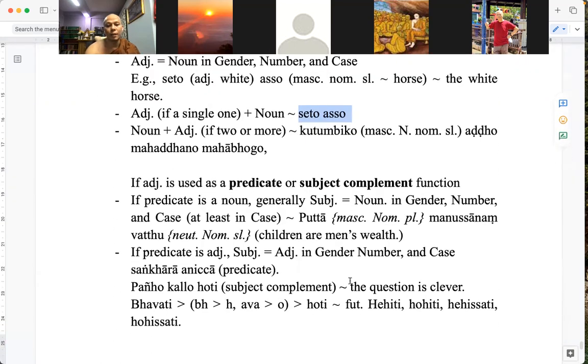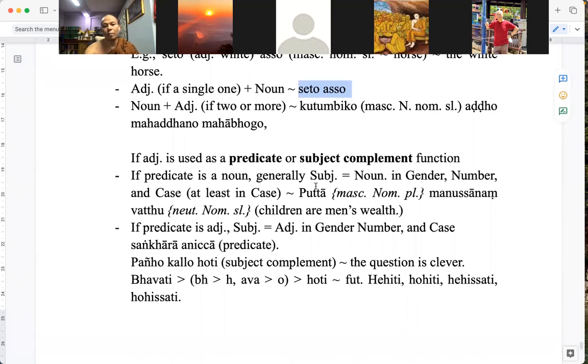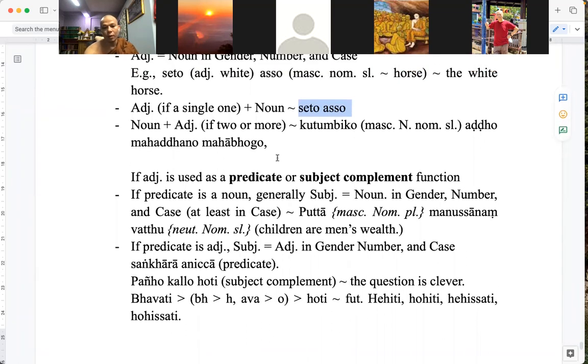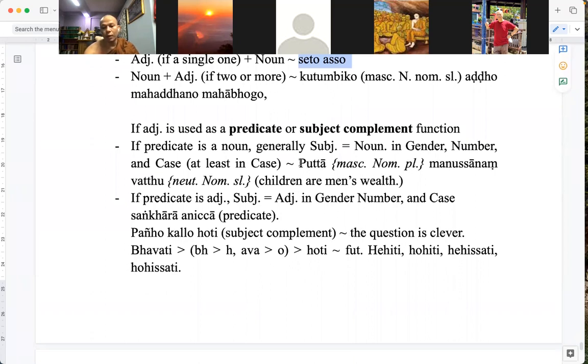The same way with the subject complement or predicate also. Here, the first example is Buddha manussana vattu. So Buddha means children. Vattu means well. Who is well? Children are well.